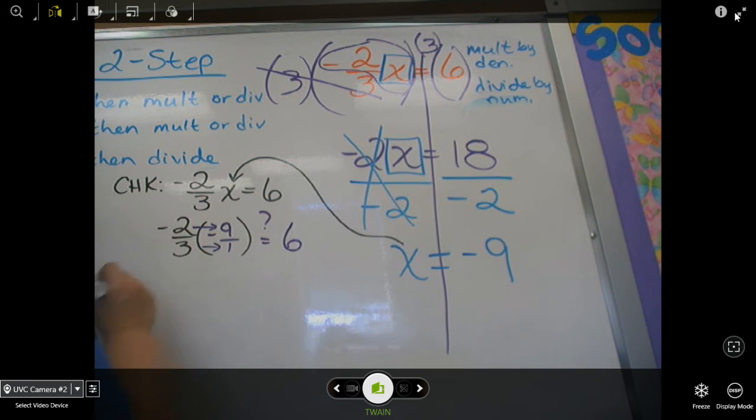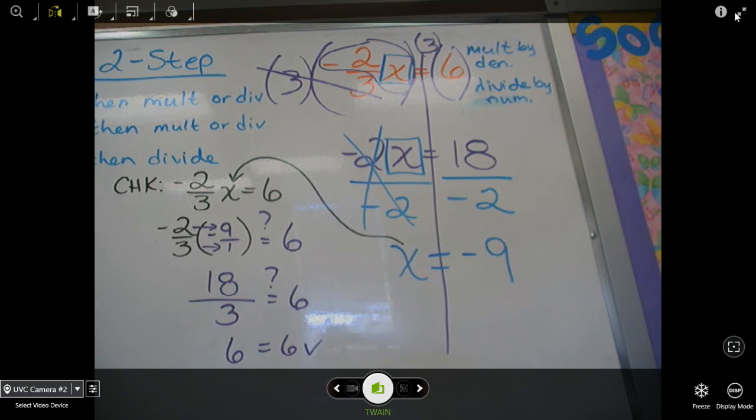I want to know, does that equal 6? So what's negative 2 times negative 9? That's a positive 18. What's 3 times 1? That's 3. What's 18 divided by 3? Well, by golly, that's 6. So that means my answer is correct. Okay? So that is solving two-step equations.